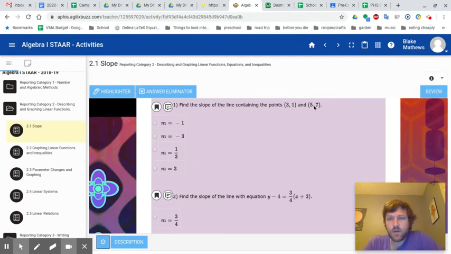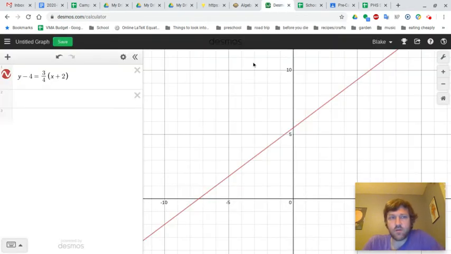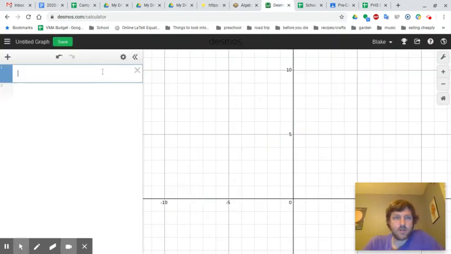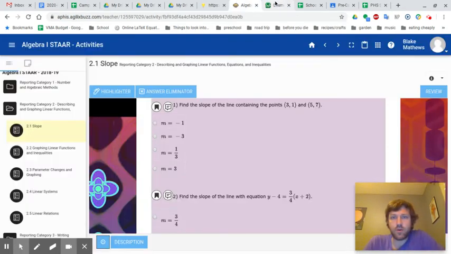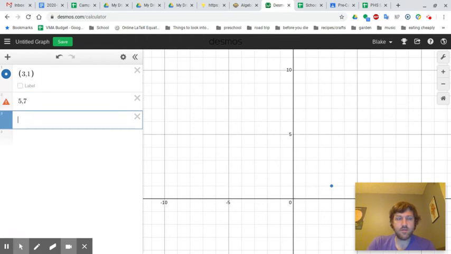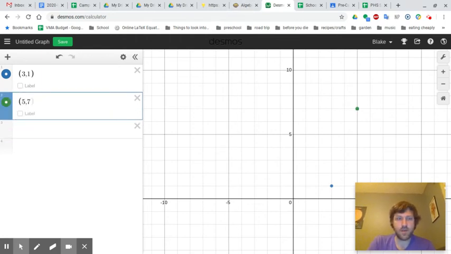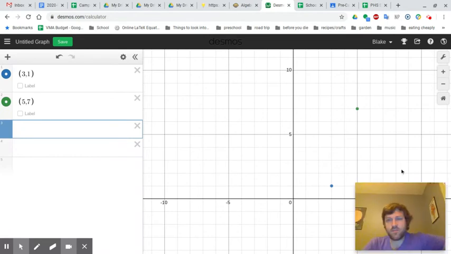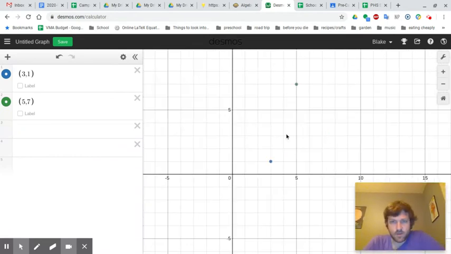All right, so Desmos calculator is what we're going to use again this lesson. So you're going to go over to here, and you're going to enter those 2 points onto the graph, and you just type them exactly like they are here. Use parentheses, 3, 1, and then the second point is 5, 7. Oops, I didn't do parentheses, so let me go back and do that. Parentheses, okay. And so we can see we have these 2 points here.